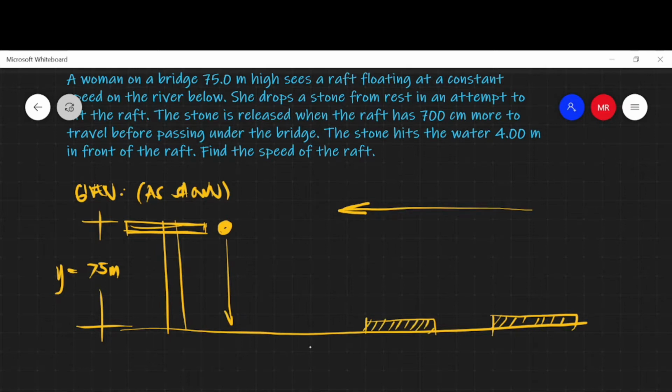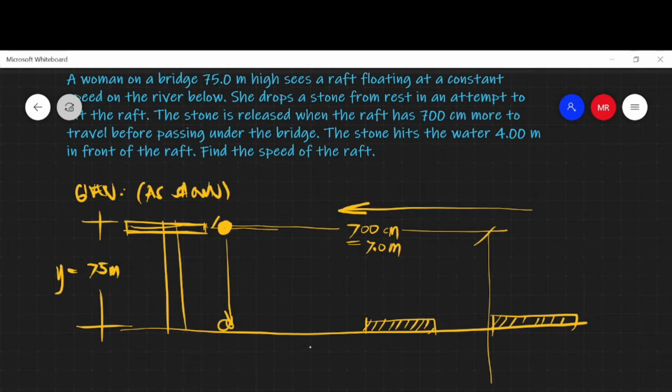After a while, the stone is released when the raft has 700 centimeters more to travel before passing under the bridge. So when the stone is at this point, the raft still has 700 centimeters more, or this is 700 centimeters, or equal to 7.0 meters. The stone hits the water.